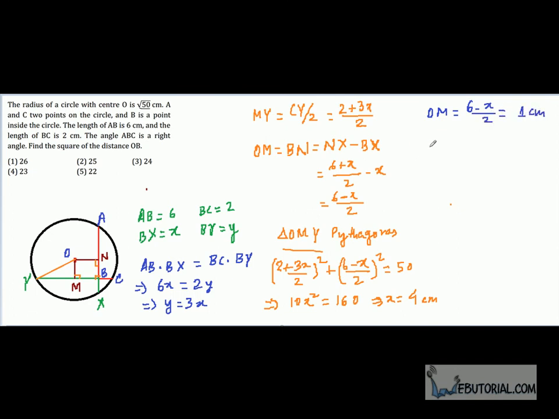Okay, MB can be written as something like this: MB equal to CM minus CB. Okay, so CM is how much? CM is 2 plus 3x by 2 minus CB was how much? CB was 2. So calculate this value. This value comes out to be 5. Therefore OB square equal to OM square plus MB square equal to 26. So that was the solution.